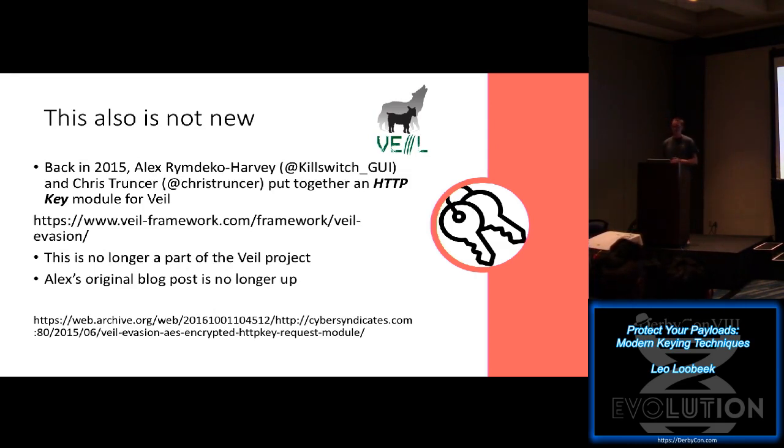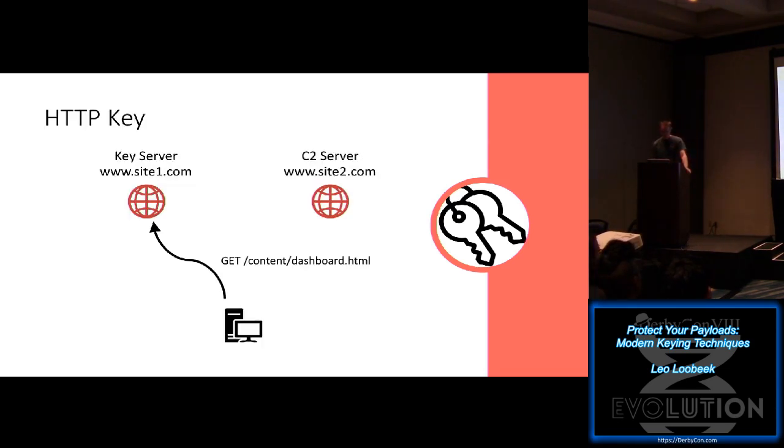So this also isn't new. Back in 2015, Alex and Chris Truncer created an HTTP key module for Veil. And basically, how that worked is the payload would beacon back to a web server, grab the HTML, hash the HTML, and then try and use that as the key to decrypt. If it didn't work, it would sleep, and then make another request. And it was useful for getting around sandboxing. Unfortunately, it's no longer in Veil. And Alex's original blog post is no longer up either. So I wanted to resurrect this and see where and how I could use it.